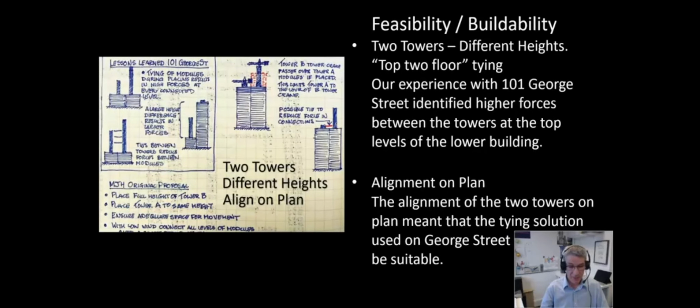Our early scheme analysis for George Street identified quite high tying forces between the towers at the upper levels related to the height differential. This informs some of the planning constraints early on in the project. We refer to this as the top two floor tying issue. With College Road, the alignment of the towers meant that the George Street solution that we had previously wouldn't work.